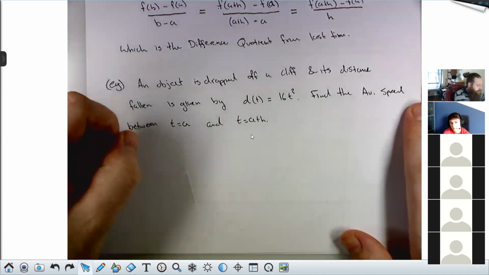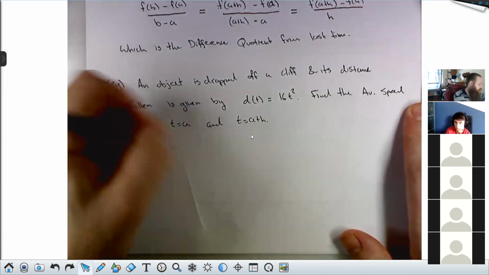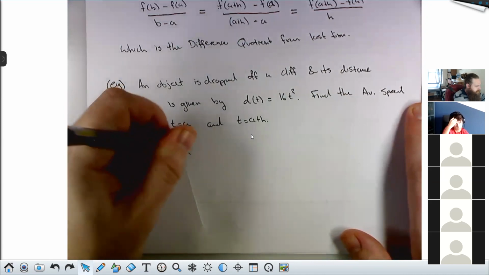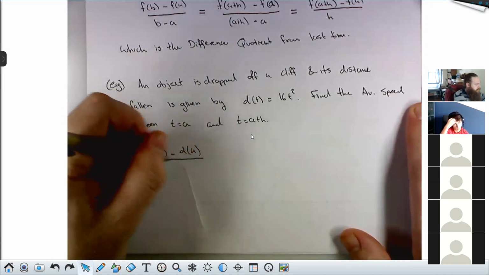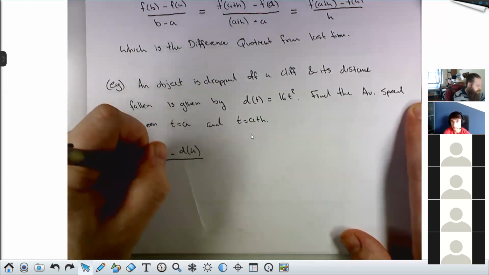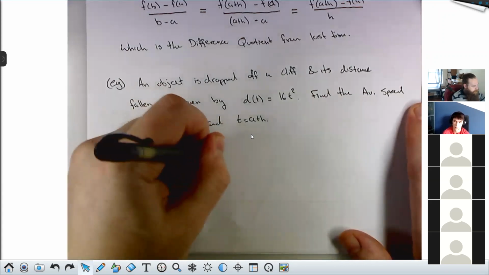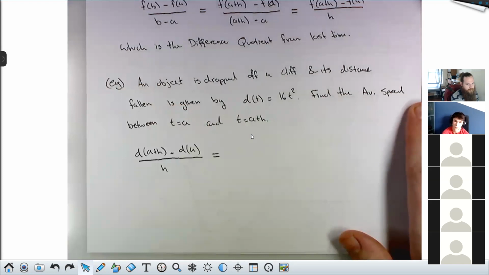So what I'm looking for here is d of a plus h minus d of a, all over a plus h minus a, which is just h. And we're going to practice just the straight up raw algebra skills, one of the most important things to practice.